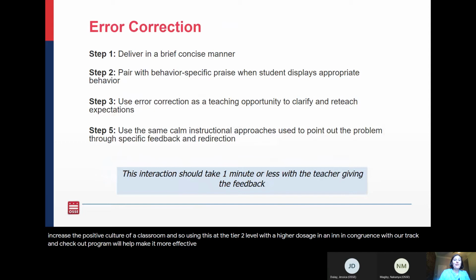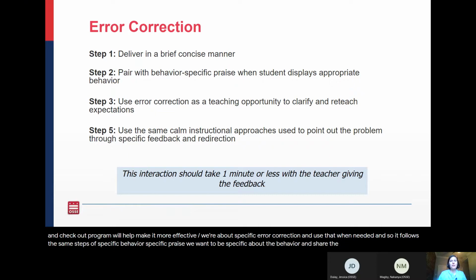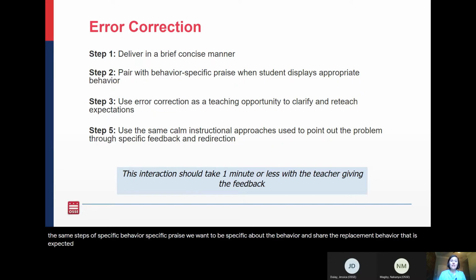We also want to make sure staff are aware about specific error correction and use that when needed. And so it follows the same steps of behavior-specific praise. We want to be specific about the behavior and share the replacement behavior that is expected. So that way it's a teaching opportunity instead of a punishment opportunity.